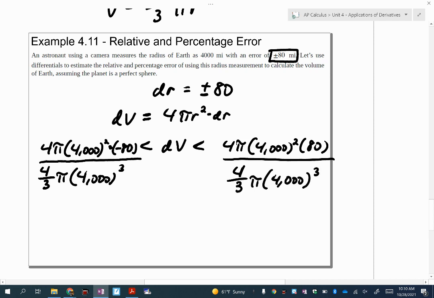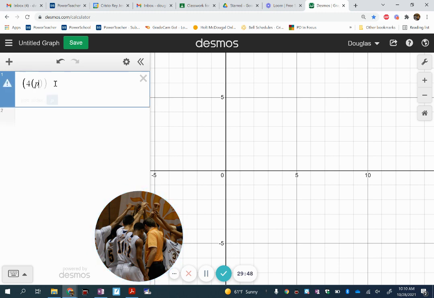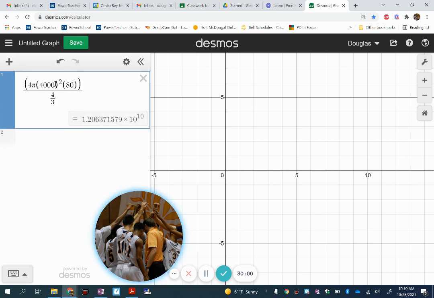All right, now I'm going to go to Desmos and type this in, at least one of them, so you can see what we get for the relative error. And then to find the percentage error, you just take that and turn it into a percentage. So just move the decimal over 2 places. All right, so let's type in the numerator, which was 4 times pi times 4,000. I'm going to do the positive one, but it doesn't matter. Squared times 80 all over 4/3 pi, and then the radius cubed.